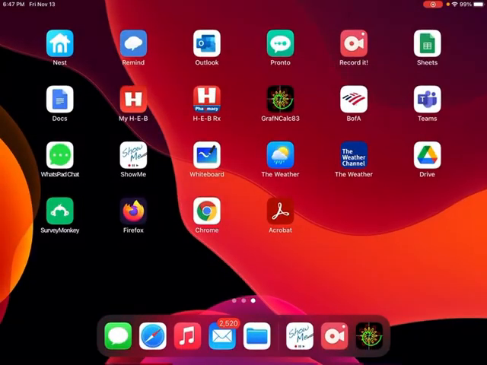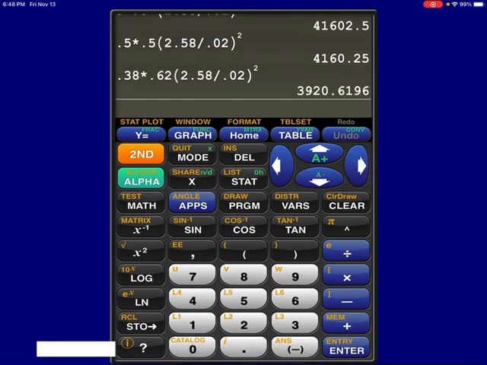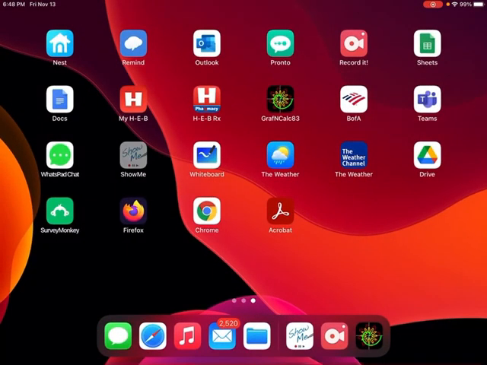Okay, so let's come back and do part B. Here we go, second entry, and we're going to change these values, second insert. So this is 0.38, and delete that one. And this was 0.62, delete that one. Everything else should be the same. And here I'm coming up with 3,921. 3921 for part B.